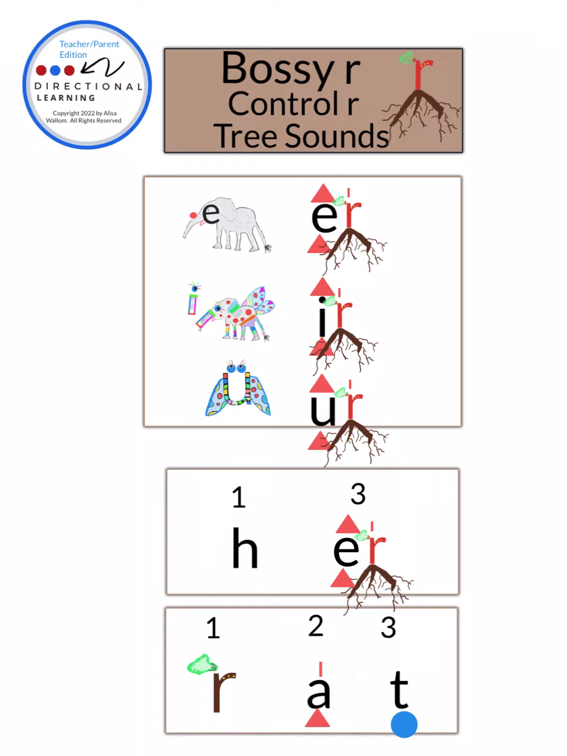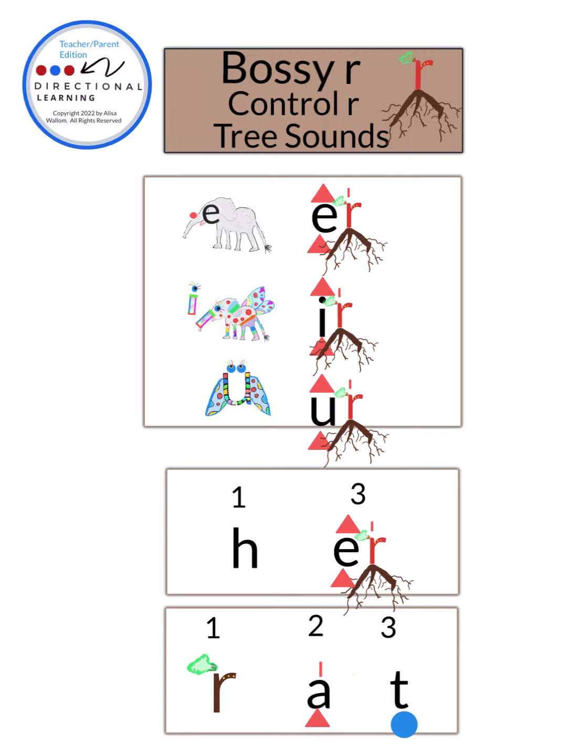And guess what? We're going to teach them about bossy R, control R. That's when our tree turns into the red reptile tree. And it's allowed to turn into the red reptile tree when there's a vowel before it. Then it silences the vowel before it, and then it takes over the sound. Notice it turned into a red letter and it's making a short sound. So that's what we're going to do with our letter R today.